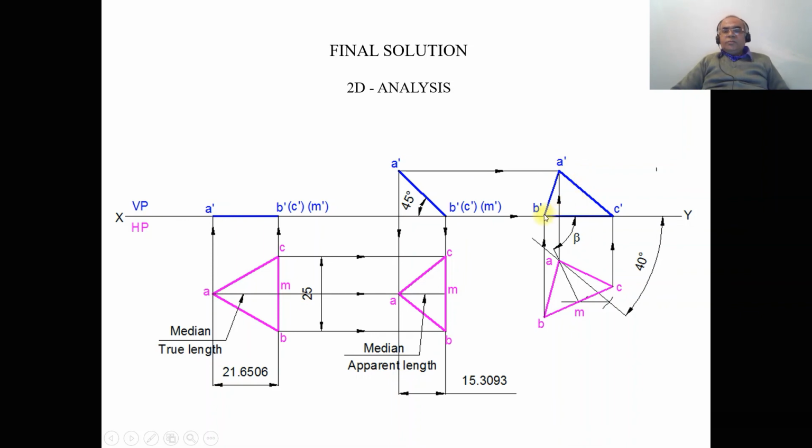So how do I know that my problem is right? Even in the final position, one of the sides is resting on HP, and one of the medians is inclined at 40 degrees to VP, and since it is resting on HP, the surface is inclined at 45 degrees to HP, it is an equilateral triangle of 25 mm side. This is how you will be able to analyze and solve this problem by using the sketchbook. Thank you.